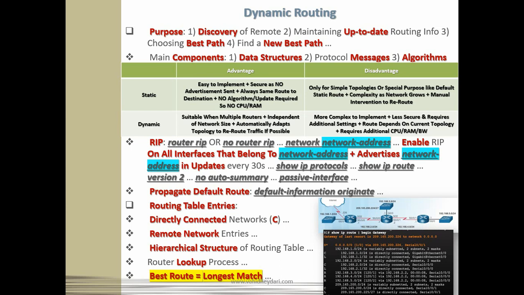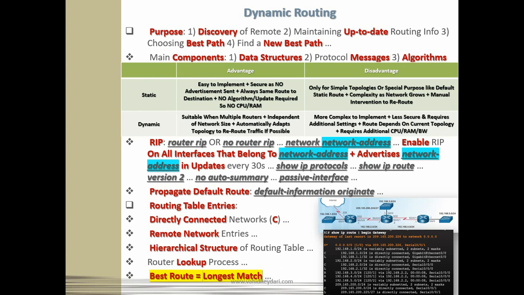So after examining the children, if there is no match with any level 2 child routes, the router searches level 1 supernet or default routes. If there is a match, well, take that route and that route is used. So supernet or default route is used. Otherwise, if there is no match found in the routing table at all, then the packet is discarded or dropped. This is the router lookup process.